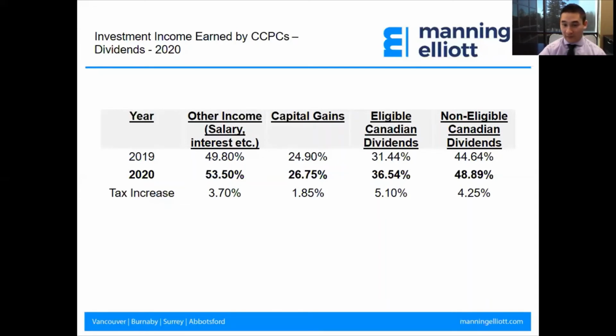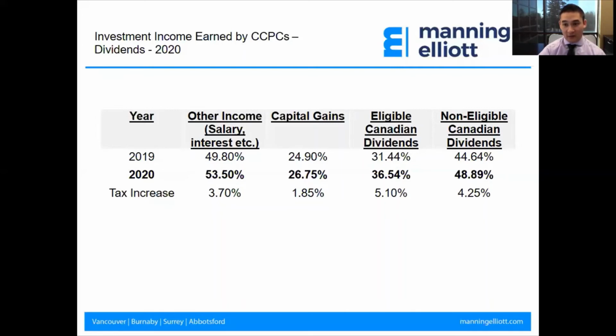Capital gains are taxed at 50% currently, so their increase is 1.85%, which is 50% of that 3.7% increase. Eligible dividends received from a Canadian corporation had the largest increase at 5.10%. And the non-eligible dividends received from Canadian corporations had an increase of 4.25% at the highest marginal tax bracket in BC. So you can see here that our tax rates here in BC are quite high.